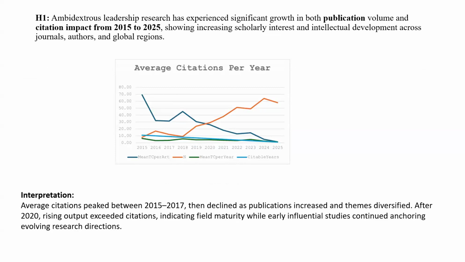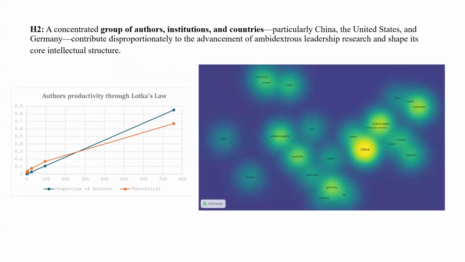And when it comes to citations for hypothesis one itself, citations have not declined like publications. They diverged after 2020, with rising output exceeding citations, indicating field maturity, while early influential studies continue to anchor research directions. We can also see that there are still ups and downs from 2015 to 2025.